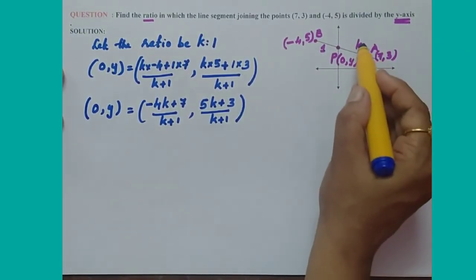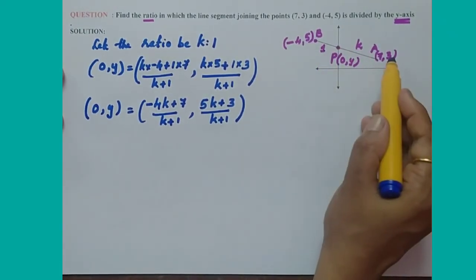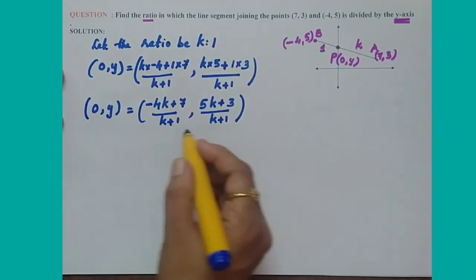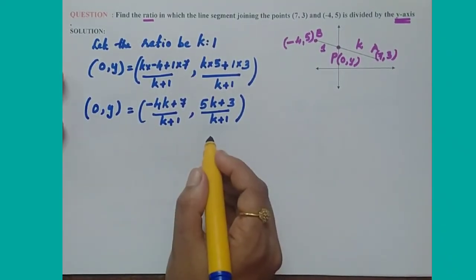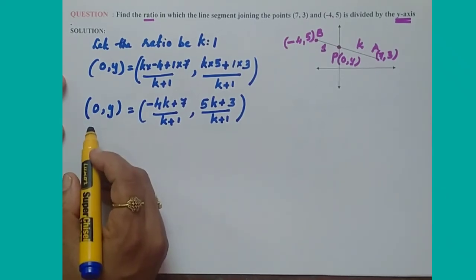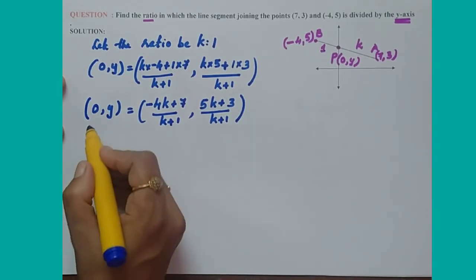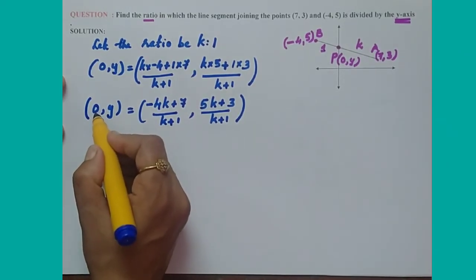In the same way, k into the faraway y coordinate 5, 1 into the faraway y coordinate 3, divided by k plus 1. You need to say it like that. Now, in this question, you can see that the x coordinate is 0. In the last question, the y coordinate was 0. So, which seems to be easy? The component containing 0 you need to equate. That seems to be easy.